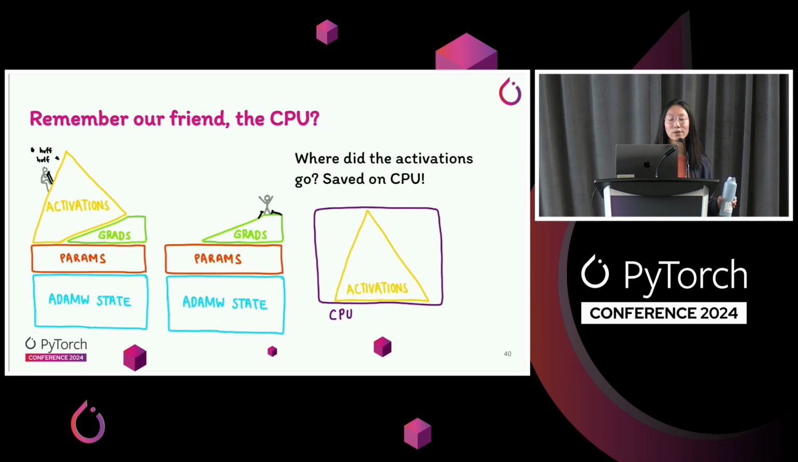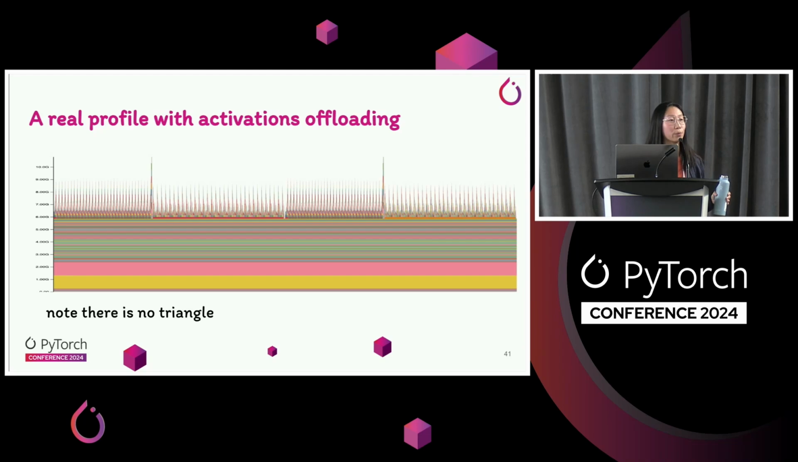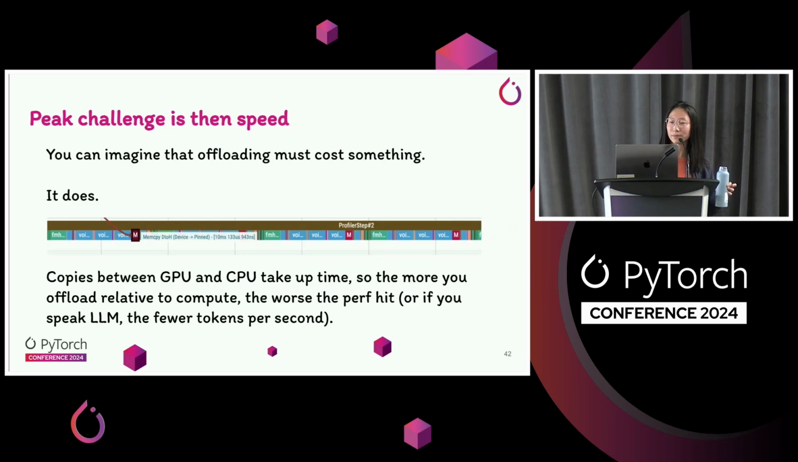Well, how? Remember our friend, the CPU? Well, instead of saving your activations to GPU, you could offload them to the CPU. So in essence, what would that look like in your memory? Instead of having this big triangle here, it's gone. Where is it gone to? Well, it's gone to your CPU. And this is what a real profile would look like. The big note here is to realize there's no triangle. So it's kind of getting close to our brick ideal.